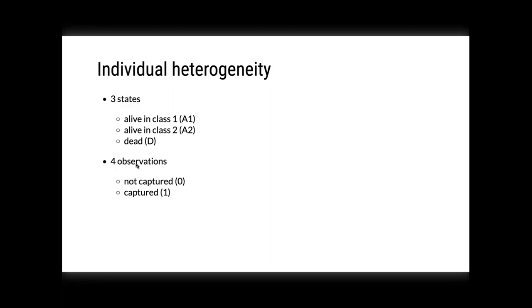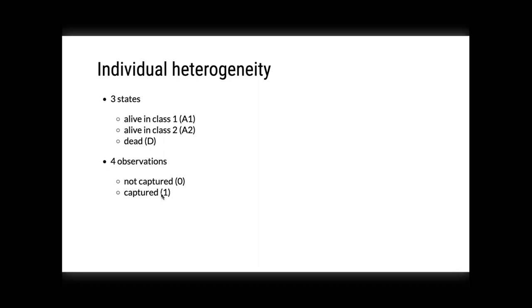Either you are not captured, zero, or you are detected or captured with a one, okay? It's just the frequency of series of ones and zeros that will inform the model about heterogeneity in the detection process, okay? Because we're going to use that for heterogeneity in the detection process. We could use it for survival or transition, but here we're going to use it for detection.